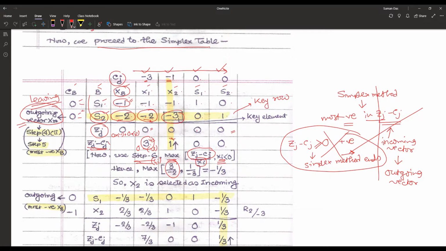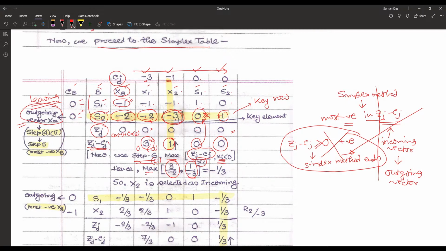For the second one, Zj minus Cj 1 divided by x2, that means minus 3, as it is negative, so that is our 1 by minus 3. Third one, Zj minus Cj 0 by 0, that is not negative, so we are not considering that one. Fourth one, 0 by 1, that is also positive, so we are not considering it. So the only considerations are 3 by minus 2 and 1 by minus 3.